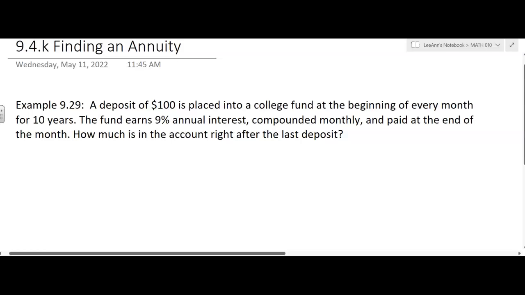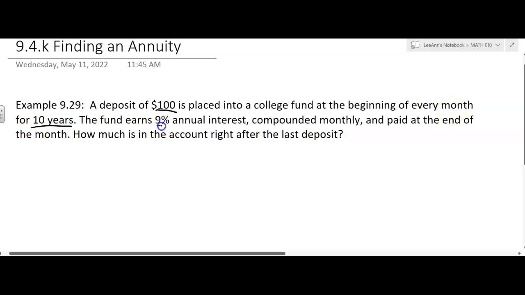Okay, so in this problem we're going to find an annuity, the amount after the last deposit, and it's very similar to the problem in the last video, just some things have changed. We've decided to put in $100, because I told you it wasn't enough money. So now we're putting in $100 at the beginning of every month. We're going to go longer, for 10 years.